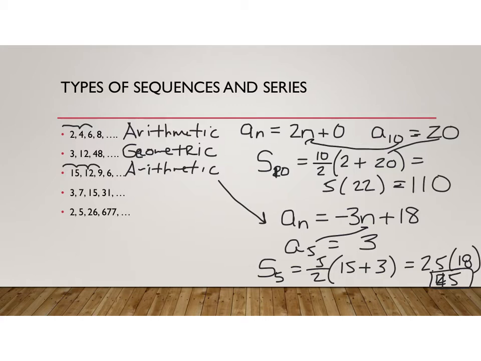The next one here looks like a combination of things. We're doubling and adding 1, doubling the number before it and adding 1. This is neither arithmetic nor geometric, and we would only use a recursive formula to write this. And the last one, we're squaring the number and adding 1, and that again would be neither one of those sequences.